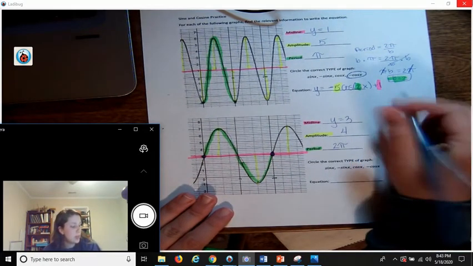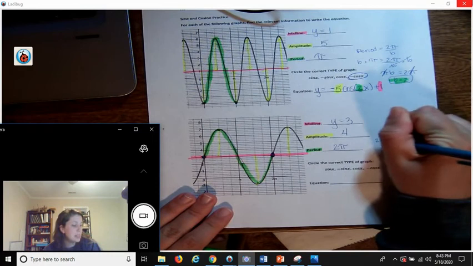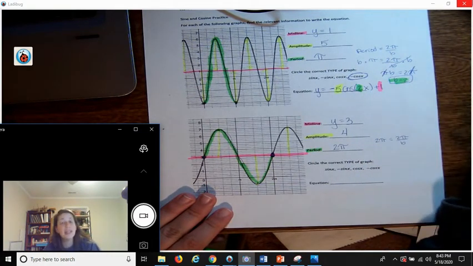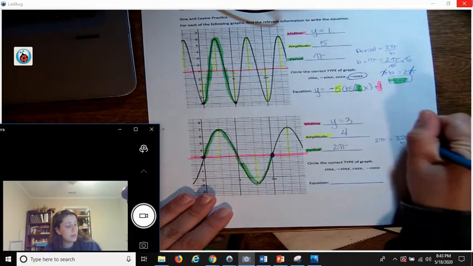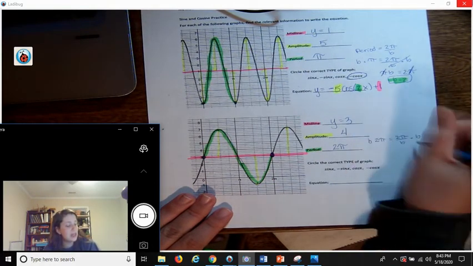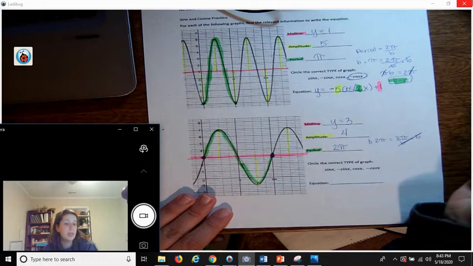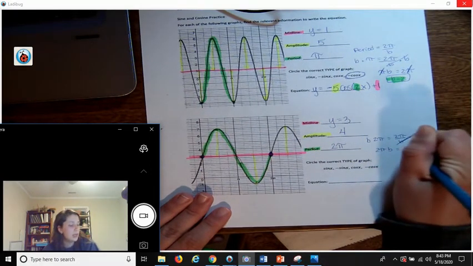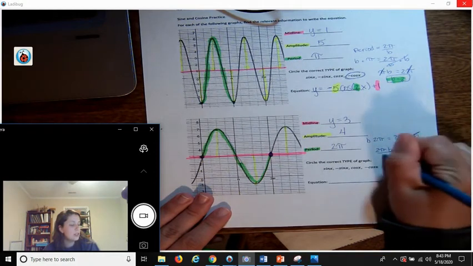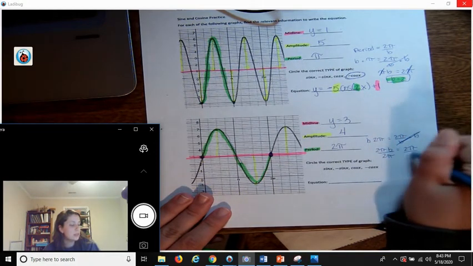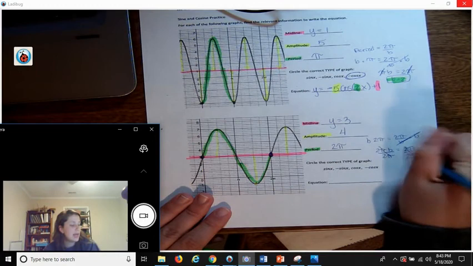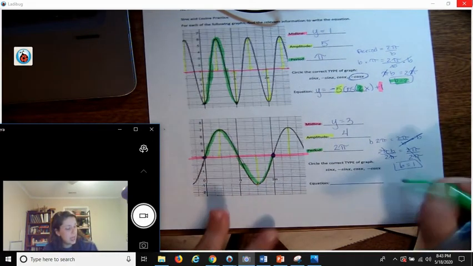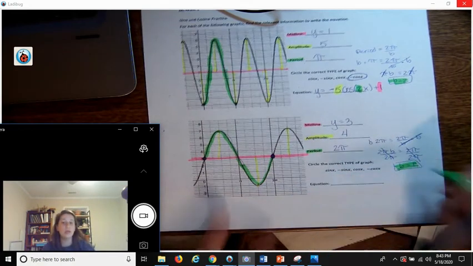So I'm going to take my period, which was 2 pi, and I'm going to set it equal to 2 pi over b. I'm going to do the same thing I did last time, multiply by b on both sides just to get it in the numerator. And then I have 2 pi b equals 2 pi. Now I can divide by 2 pi on both sides to isolate my b, and I get that b is just 1, okay? So my coefficient of the x there is just going to be 1.